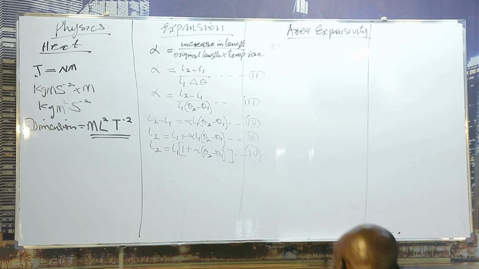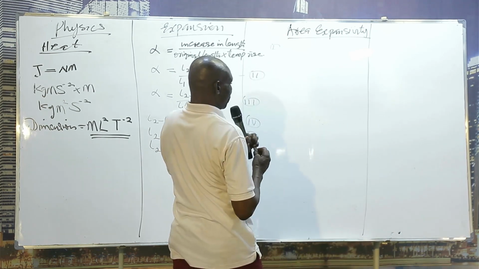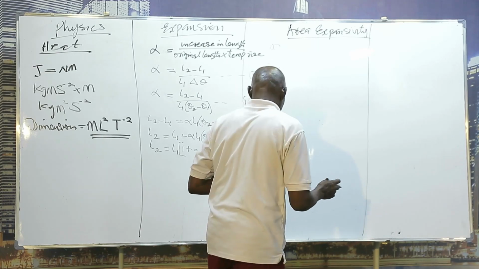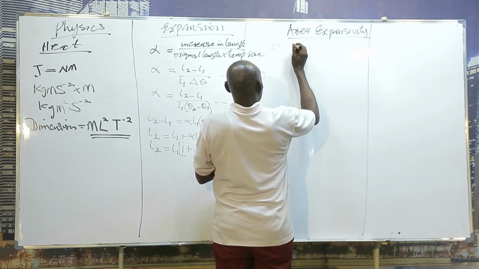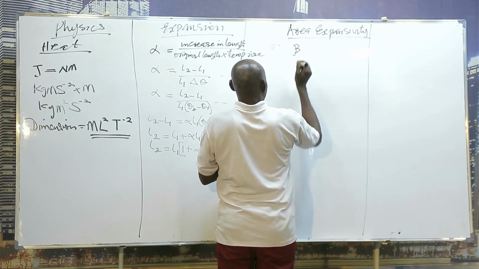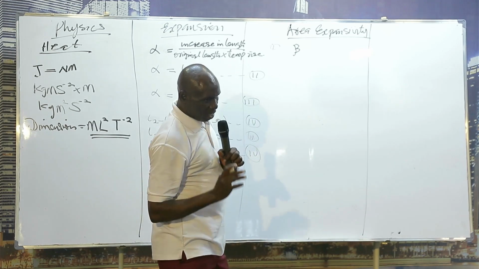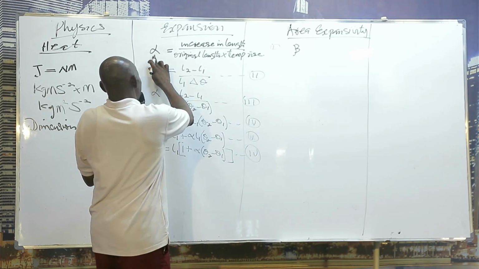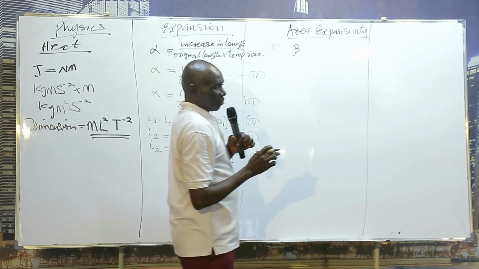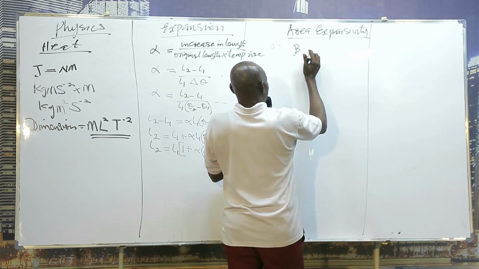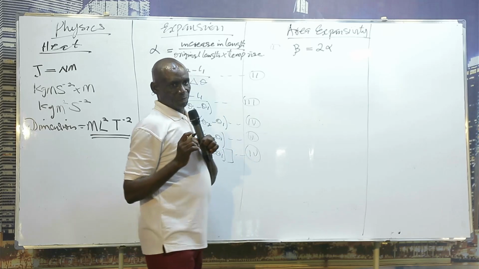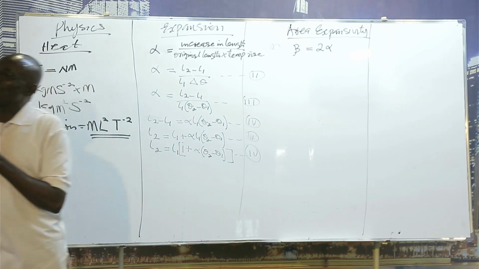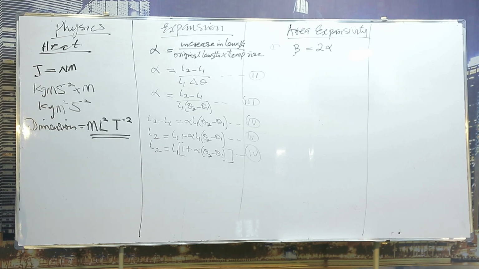Now look at that definition. Please, I want you to look up. When you talk about area, it is represented by a letter known as beta. This one is represented by a letter called alpha, but this is beta. We said beta is 2 times alpha. So when you mention area, it is twice alpha that will give you area.